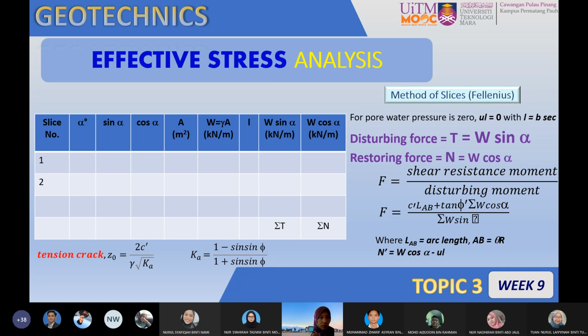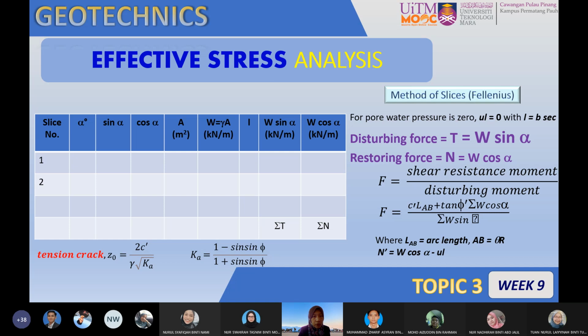And the formulas are still the same. We have the disturbing force. We also have the restoring force. So you convert all these by taking the moment at O. It forms the shear resistance moment over the disturbing moment with this kind of formula: effective C L AB plus tangent effective phi summation C W cos alpha over summation W sin alpha.